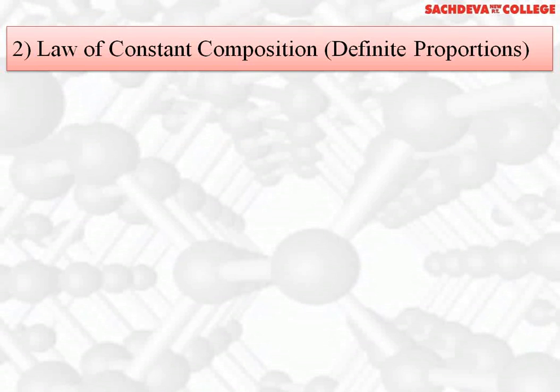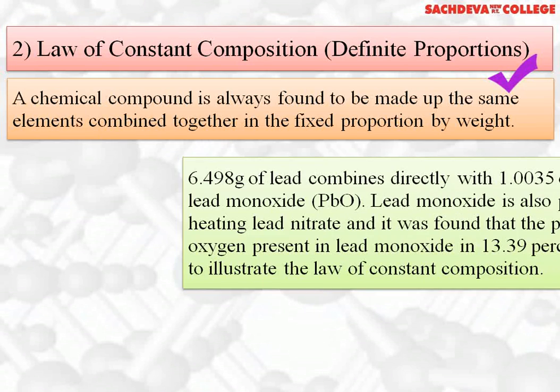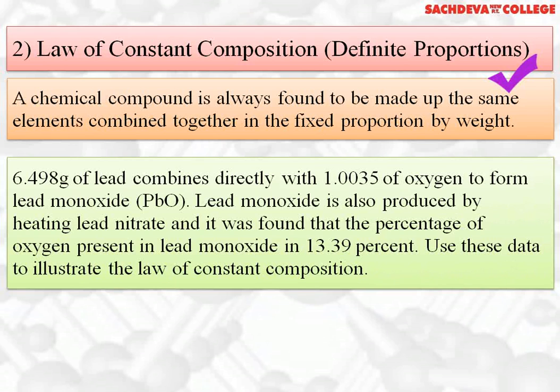Let's take up the next law, law of constant composition or definite proportion. A chemical compound is always found to be made up of the same elements combined together in a fixed proportion by weight. In other words, compounds prepared by any method will have the same elements in a fixed ratio by weight. Let's take up a numerical based on this.